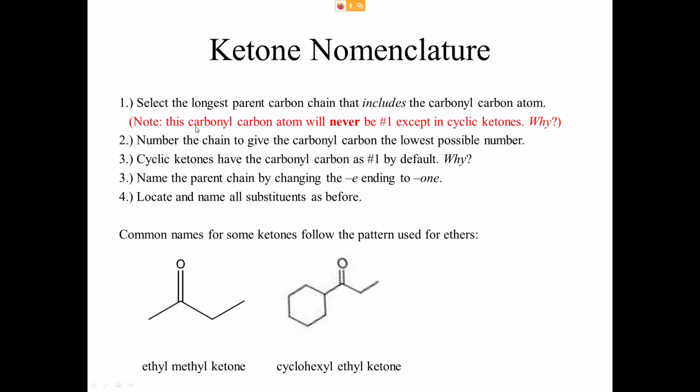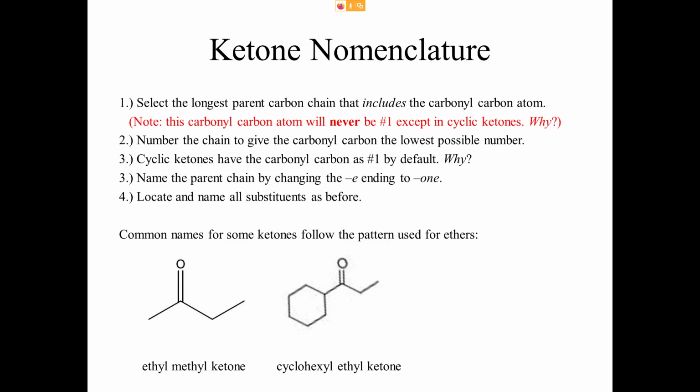It's usually in the center of the chain somewhere, right? Well, not necessarily the exact center, but not at the ends. And you give it the number that would give it the lowest number, so which end you count from would decide which end is number 1. Now, unlike aldehydes, ketones could be in rings.